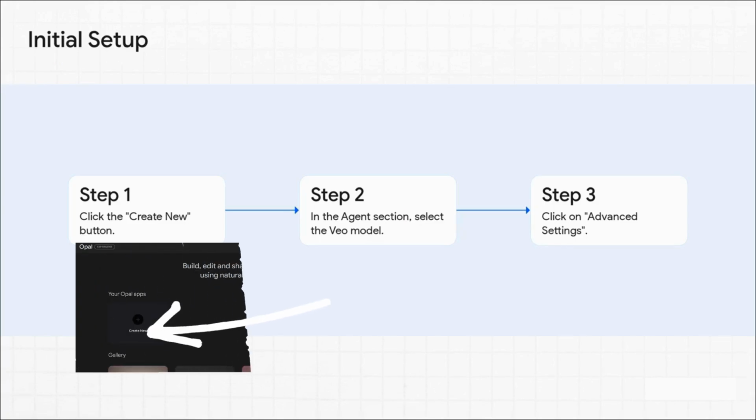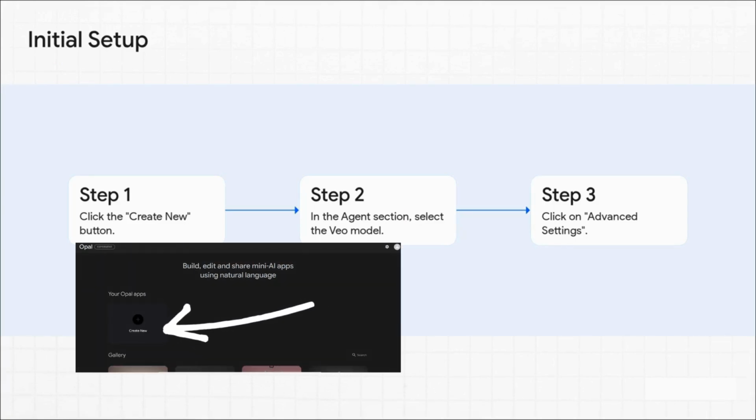So once you're logged in, go ahead and hit that Create New button. That takes you to the main screen. Now look over on the right in the Agent section. You'll see a little drop-down menu.